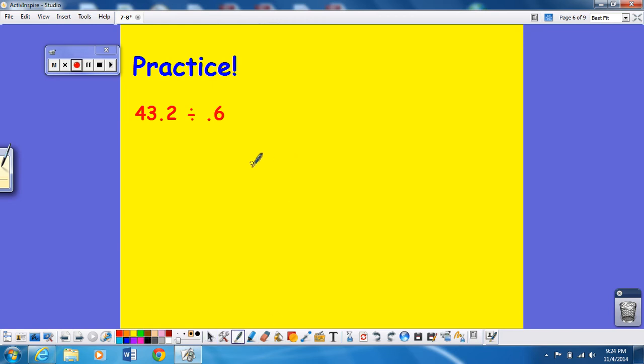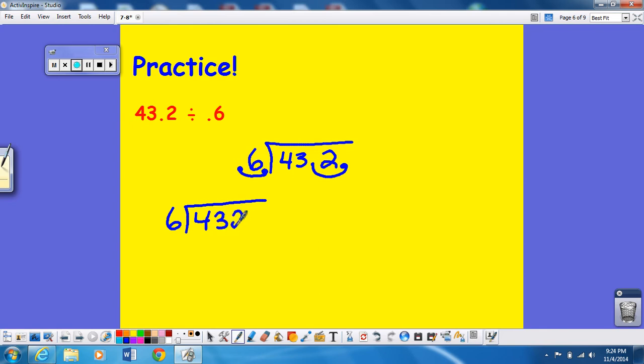43.2 divided by 0.6. So we've got 0.6 into 43.2. Okay? This has to be a whole number. So my first job is to make it a whole number. I moved it one place in the divisor. That means I have to move it one place in the dividend. Let's rewrite the problem now so we don't get our decimals confused. Now the problem becomes 432 divided by 6.